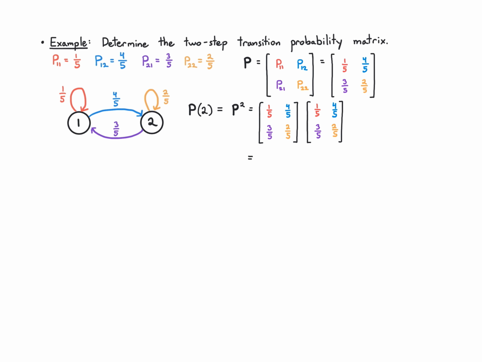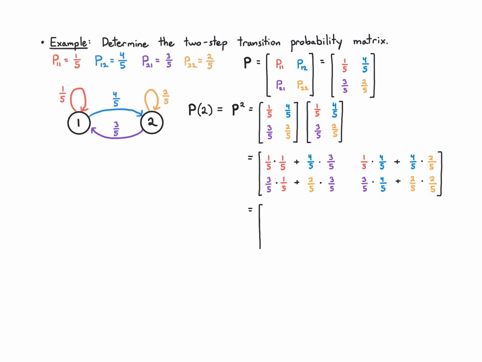So I'm going to write this as 1/5 times 1/5 plus 4/5 times 3/5, because I took the first row times the first column. Now the first row times the second column. Okay. Now the second row times the first column. And finally, the second row times the second column. All right, so that is how I multiply the matrix by itself. And if I work all of this out, I'll get 13 over 25 and 12 over 25, that sums to 1, and 9 over 25 and 16 over 25.